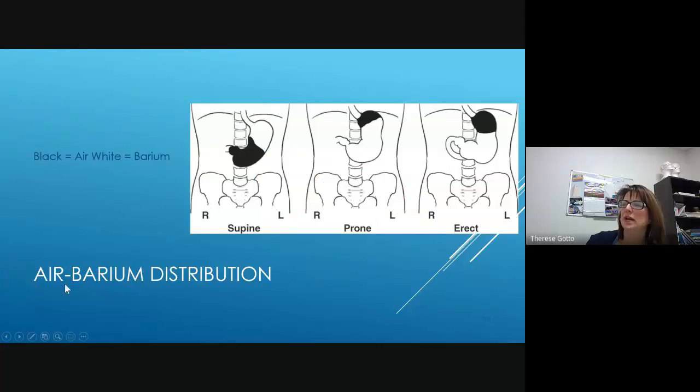Okay, and this is your air barium distribution. So when you have a stomach full of barium and you're using a double contrast, so your air is black and your barium falls to the heaviest point. So when they're supine, the fundus is the lowest point, the body is risen up, more anterior. Opposite is true for prone, okay? And then erect air goes to the top.